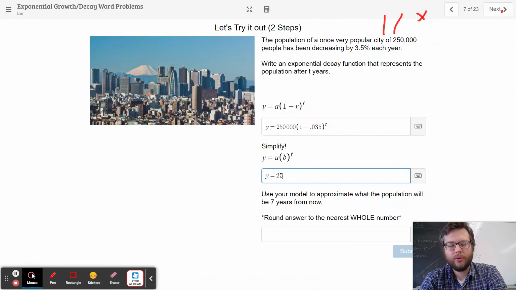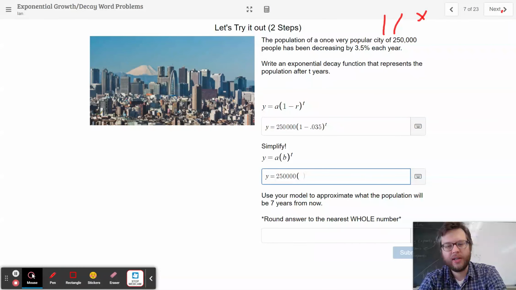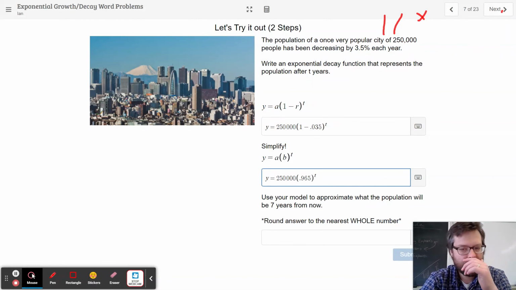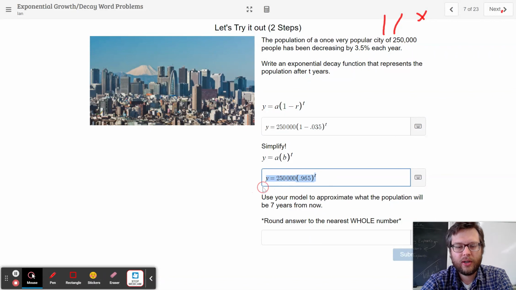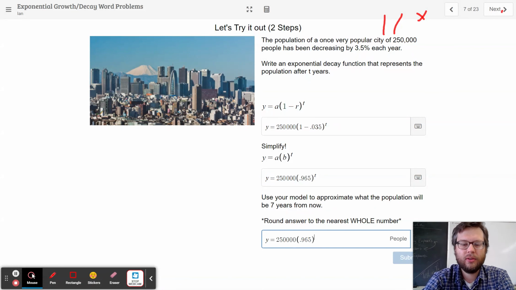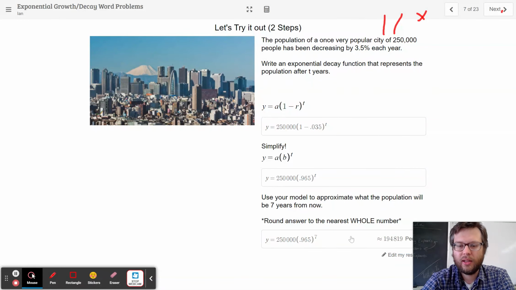Simplifying that would be y equals 250,000 times, if you lose 3.5%, that means you have 96.5% remaining. Or you can use a calculator and just write 1 minus 0.035, like I have right there. Or think about it in terms of 100 minus 3.5, 96.5. And so I take that, I write it down here. This last question asks me about 7 years from now, and turns out there'd be 194,000 people in there.